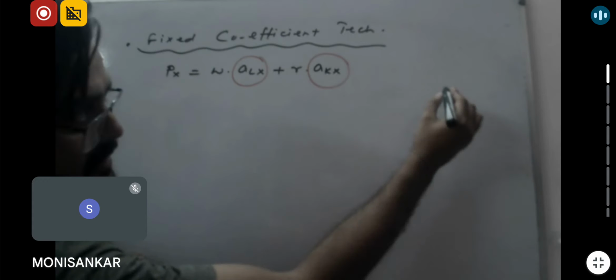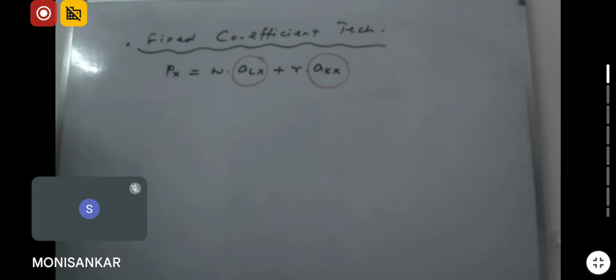Labor coefficient alx into qx plus aly into qy equals l bar. Okay, clear? So these are basically constants.